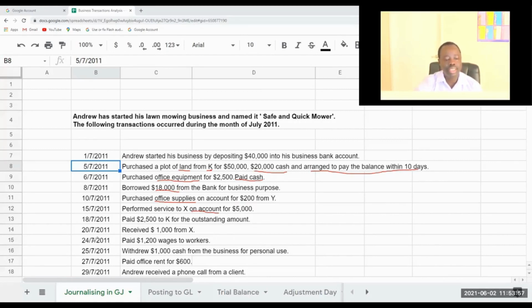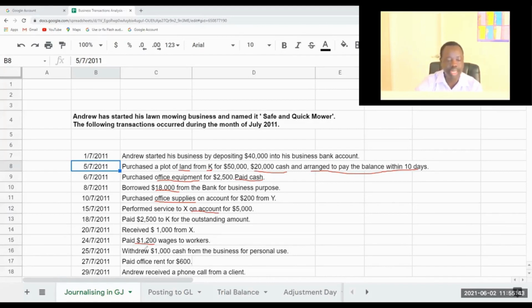There's another transaction on the 24th of July. Paid 1,200 wages to workers. Wages expense. It is an expense account. When an expense account increases, we debit. When it is decreasing, we credit. So what is happening here? Wages expense is increasing. So we will debit wages expense and we credit cash. And the amount, wages expense, 1,200. And you credit cash of 1,200.